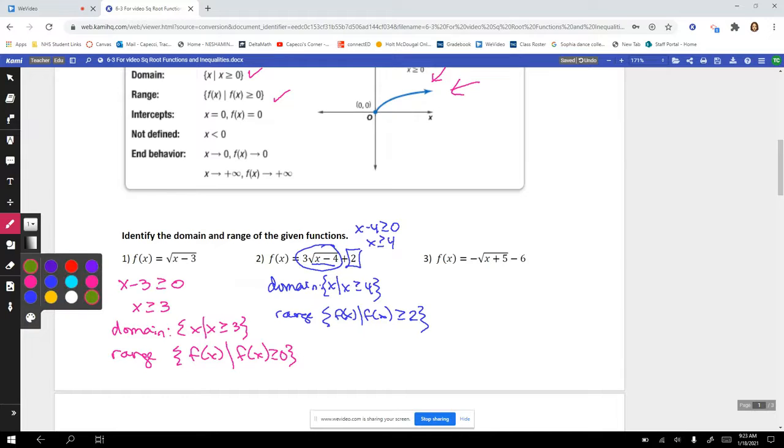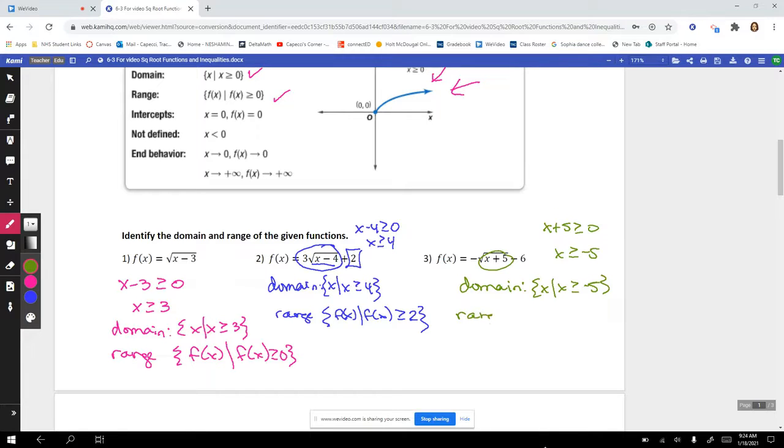Okay, let's look at one more. So again, for my domain right here, x plus 5 is greater than or equal to 0. So x is going to be greater than or equal to negative 5. So my domain is x such that x has to be greater than or equal to negative 5.